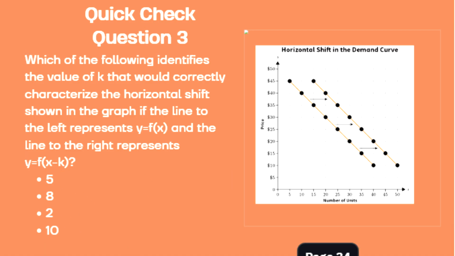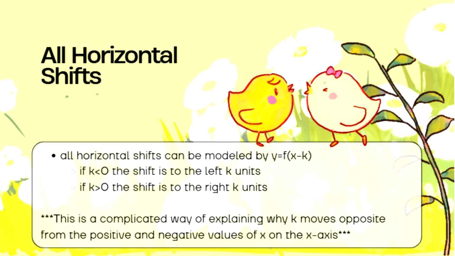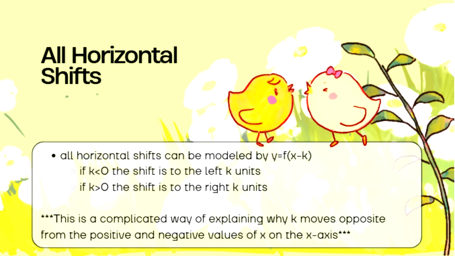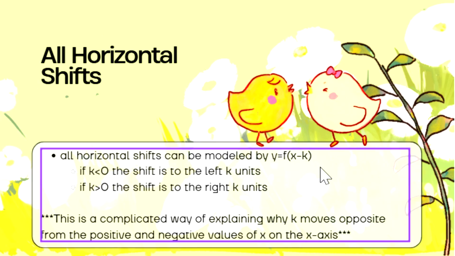Next section, all horizontal shifts can be modeled by y equals f of x minus k. This is a complicated way of explaining why k moves opposite from the positive and negative values of x on the x-axis. If you're getting that, if it says minus k, it needs to move to the right, and if it says plus k, it needs to move to the left. Don't worry about this, okay? But this is an explanation why.